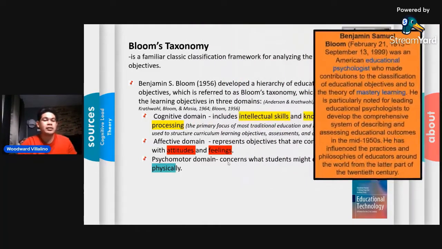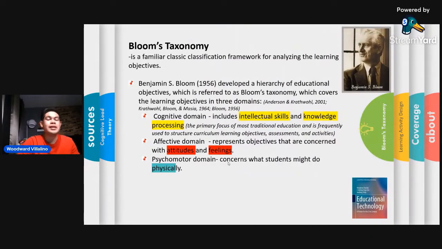So moving on. Benjamin S. Bloom, 1956, developed a hierarchy of educational objectives. If you say hierarchy, it's like a ladder, okay? Which is referred to as Bloom's taxonomy, which covers the learning objectives in three domains. So here are the three domains that we are going to focus on. First is the cognitive domain, the affective domain, and the psychomotor domain.